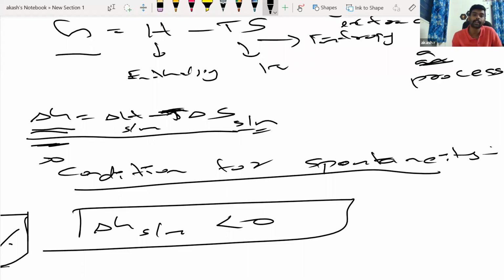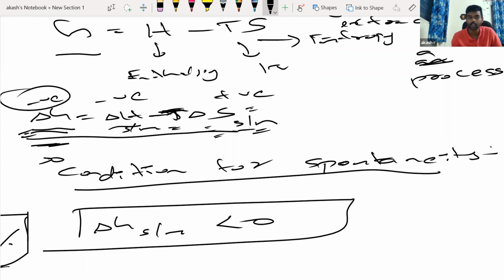In your book, they might have given you different combinations: what will happen if delta H is positive, delta H is negative, delta S is positive, and so on. Depending on the temperature only, everything is decided. For example, say delta H value is negative and delta S value is positive. Now I want this overall thing to be negative. If this is negative and this is positive, you can easily tell that this particular reaction is going to be spontaneous almost at all temperatures. This is because we have a negative sign here.